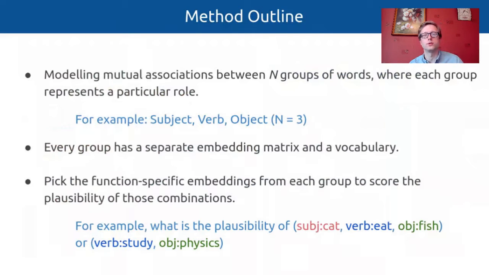We then want to be able to pick function-specific embeddings from each of these groups and score the plausibility of these combinations. For example, this would allow us to find out what is the plausibility of cat eat fish, or what is the plausibility of study physics.